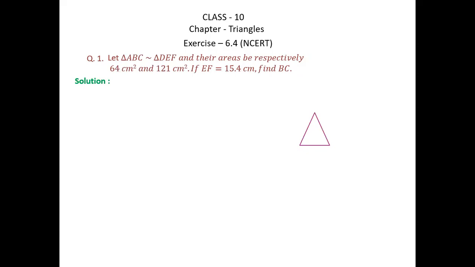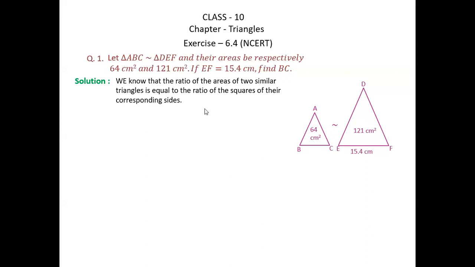So triangle ABC, suppose we name it ABC. We have another triangle DEF. This triangle has area 64 centimeter square and this triangle has area 121 centimeter square. In these two triangles, this base length is given, 15.4. I have to find this base length. So these two triangles are similar, it is given.